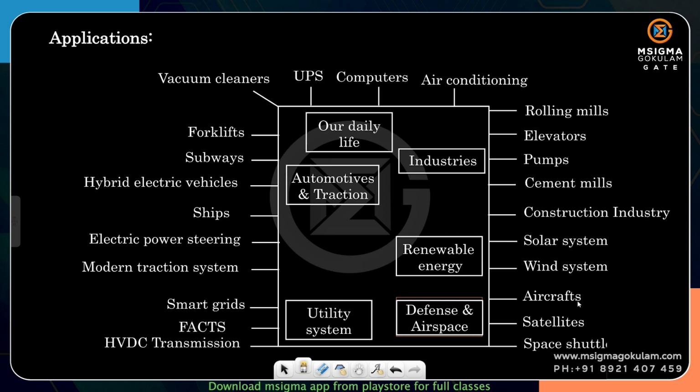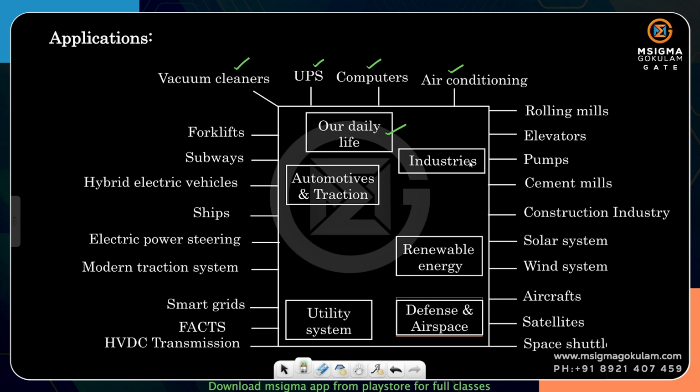Here I am giving some important applications of the power electronics, students, that you have to concentrate on. First you will see what the applications in our daily life are. In our daily life, we are using it in vacuum cleaners, in UPS application, uninterrupted power supply. In computers also we are using power electronic circuits. In air conditioners, ACs also we are using power electronics.